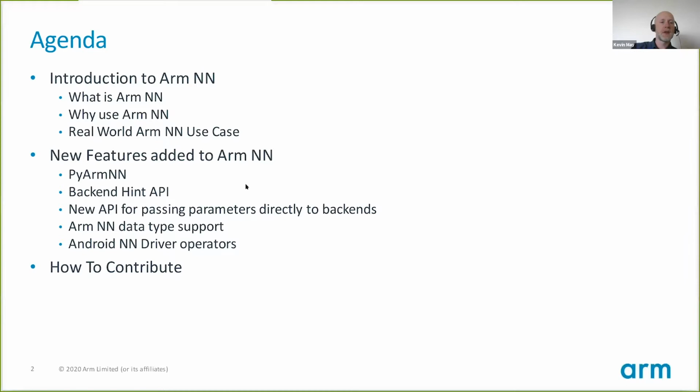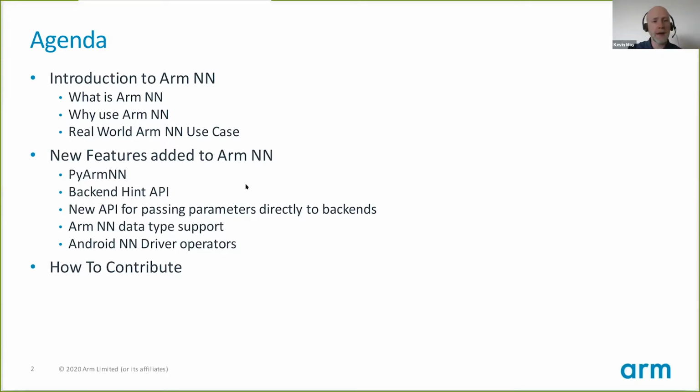Quick introduction. Here's a rundown of what we'll be talking about. I'm sure there are many of you who are familiar already with Arm NN, maybe even you've made a pull request, but equally there may be some of you who have little knowledge of what Arm NN is. So I'm not going to make any assumptions, and we'll start with an introduction to Arm NN, what it is, why you would want to use Arm NN, and then a nice real world Arm NN use case.